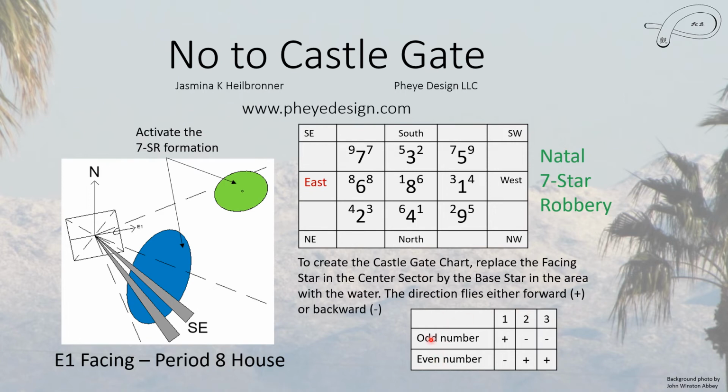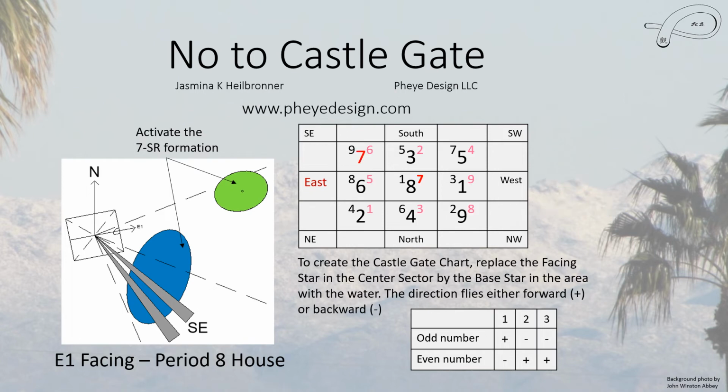And this is the rule. If you have a subdirection of 1, and it could be east, west, south, north, any of them, doesn't matter, you use this column, and if it's a 2 or a 3, they're identical, you use this column. And if it's an odd number that gets flown to the center, you fly in a positive direction. If it's even, you fly in a negative direction.